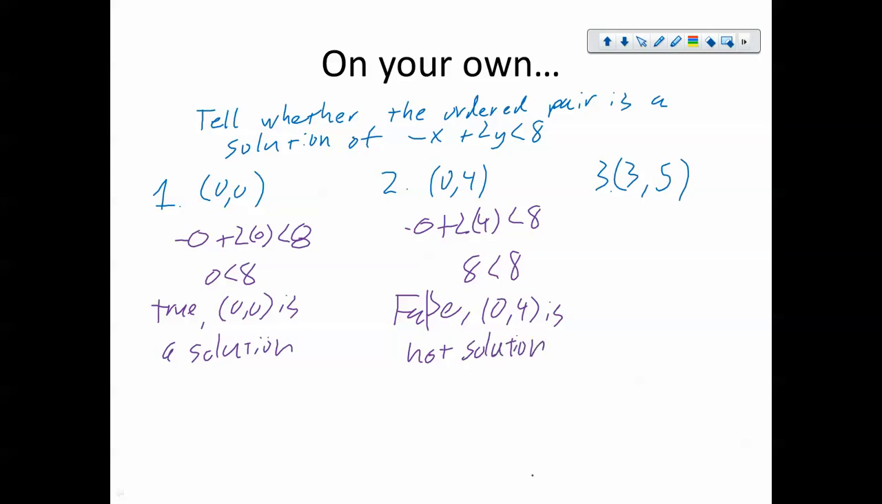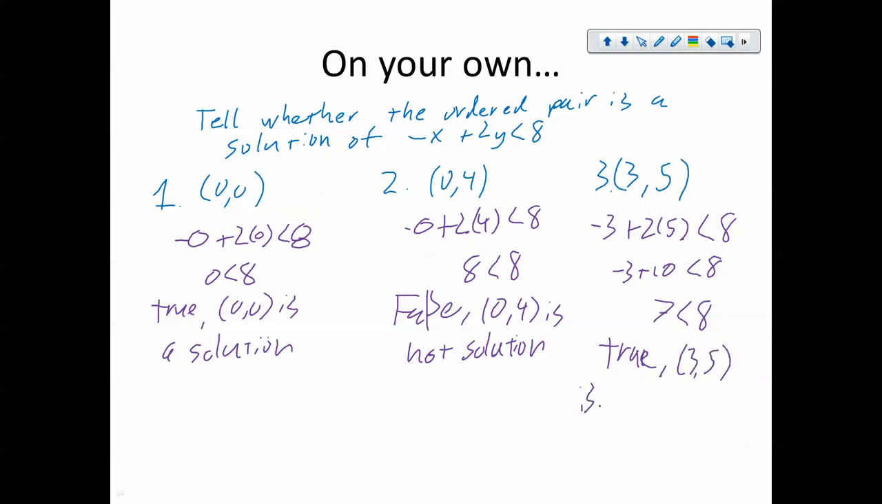Let's take this last one. This is negative 3 plus 2 times 5 is less than 8. That's negative 3 plus 10 is less than 8. So that's 7 is less than 8. Is that a true statement? Yes, it is a true statement. Therefore, 3, 5 is a solution.